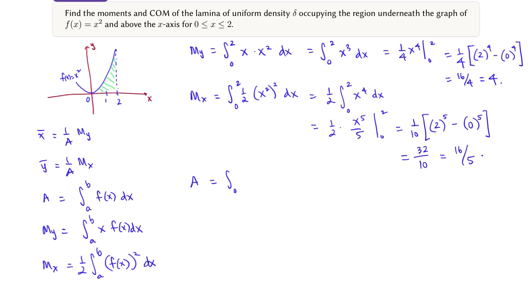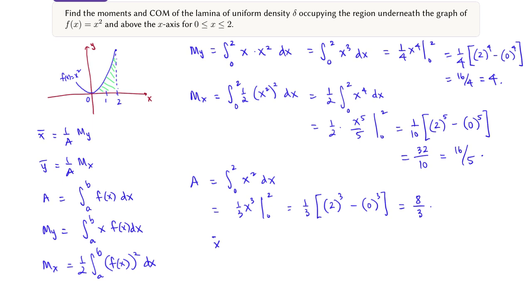Lastly, the area is the integral from 0 to 2 of f of x dx. The antiderivative of x squared is 1/3 x cubed. Evaluate from 0 to 2. We have 1/3 of 2 cubed minus 0 cubed. 2 to the 3rd power is 8. 8 over 3.